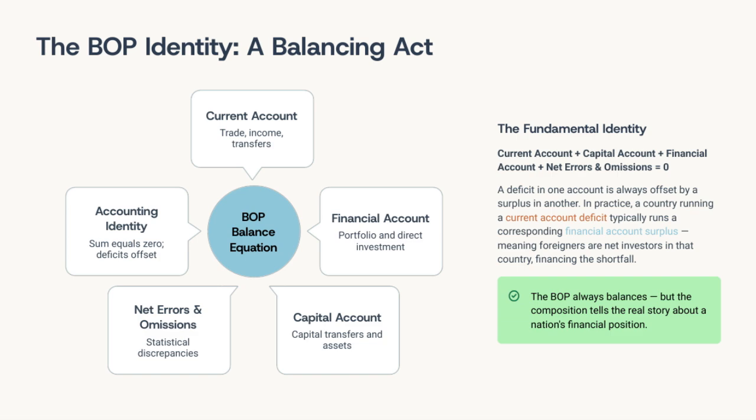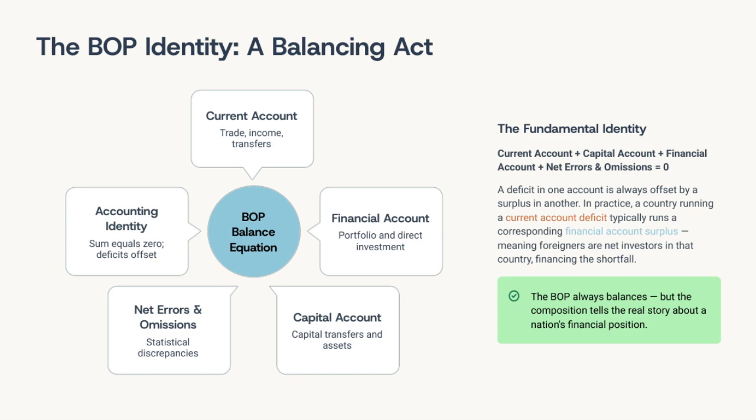Let's break down the key components. The current account covers trade, income, and transfers, things like exports and imports, earnings from investments, and remittances. The financial account deals with portfolio and direct investments, so foreign investors buying assets or establishing businesses here. The capital account includes capital transfers and asset transactions, like debt forgiveness or transfers of ownership. And then there are the net errors and omissions, which account for statistical discrepancies that happen in the data.